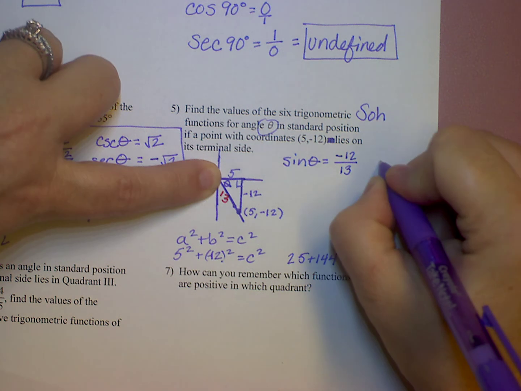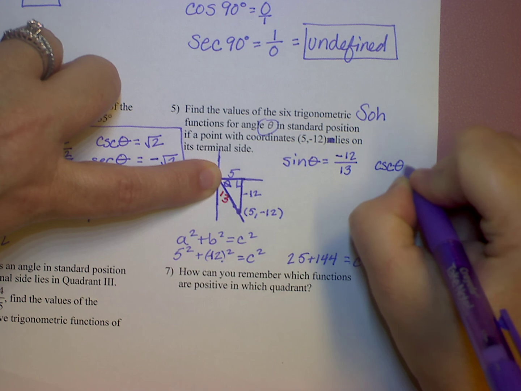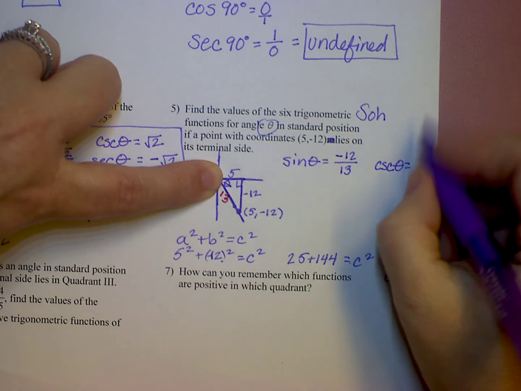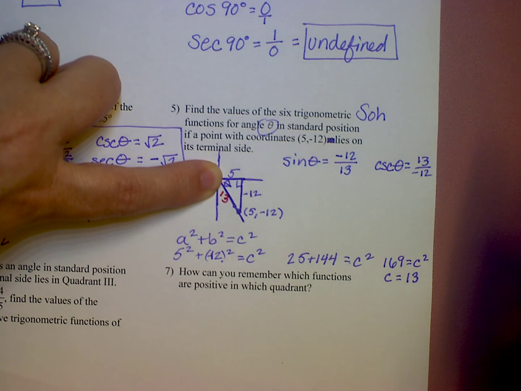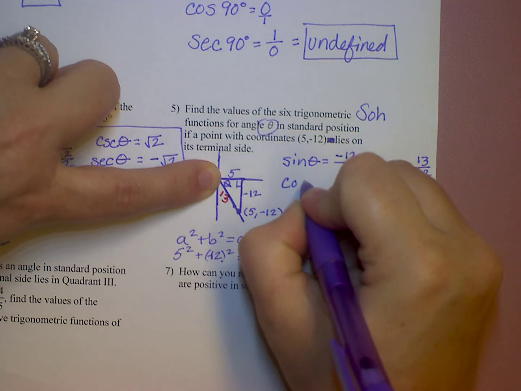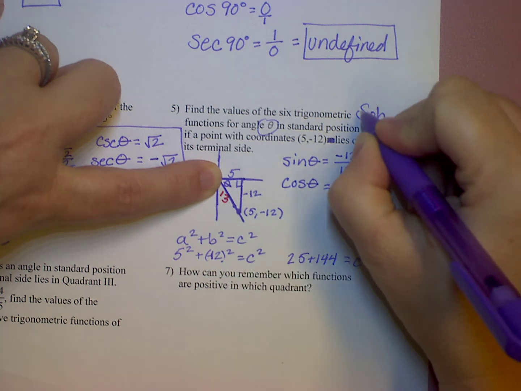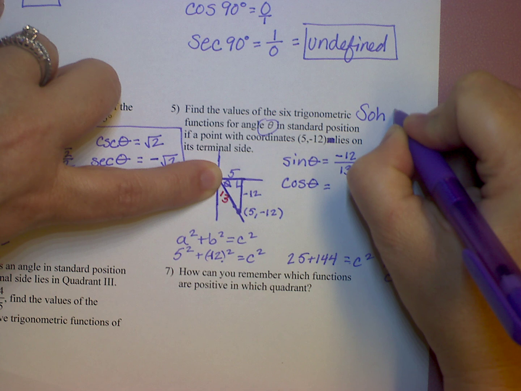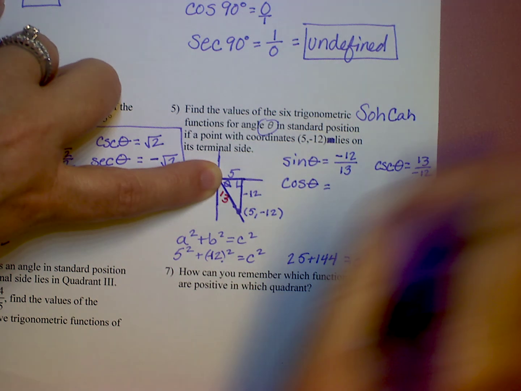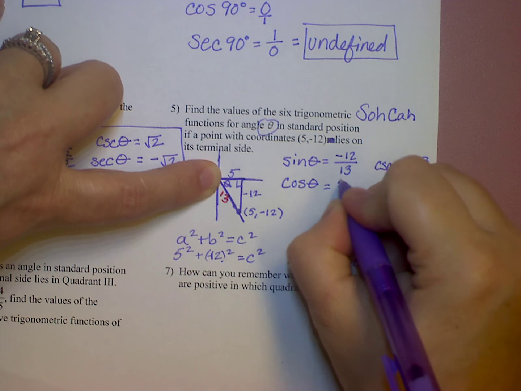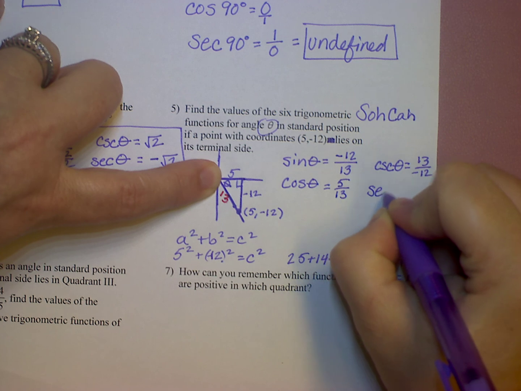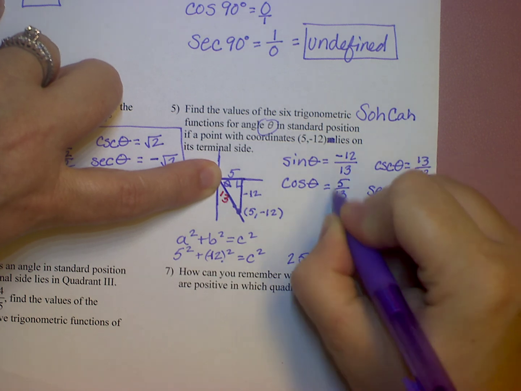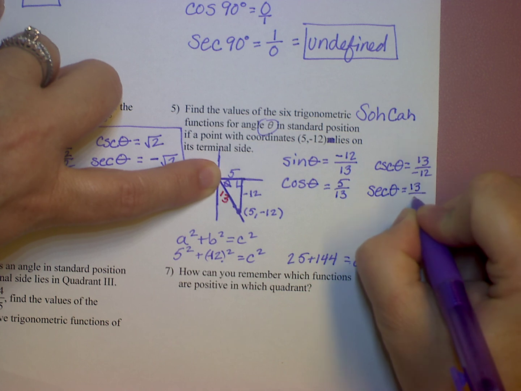Which means that my cosecant, or the reciprocal of sine, is just going to be that flipped. 13 over -12 or -12/13, doesn't matter where the negative sign is. Does that make sense? Easy? What about the cosine of theta? Back to Sohcahtoa, sine is opposite over hypotenuse. Cosine is adjacent over hypotenuse. 5 over 13. So what's the reciprocal of cosine? Secant. And that's going to be the reciprocal of 5/13, which is 13/5.